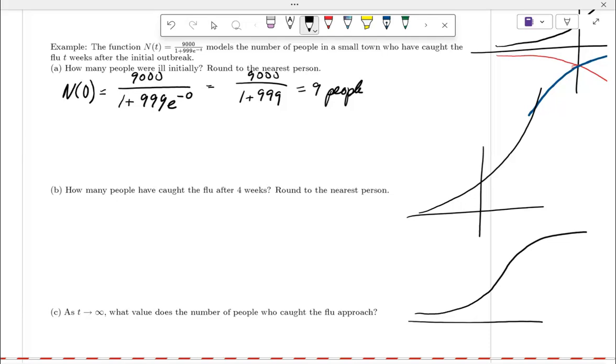Are we okay with the first part, though? Okay. Second part, how many people have caught the flu after 4 weeks? What do we need to do for that? Just plug in 4. Good. So you'll do n of 4. And it says round to the nearest person. Anybody get that one? 466.